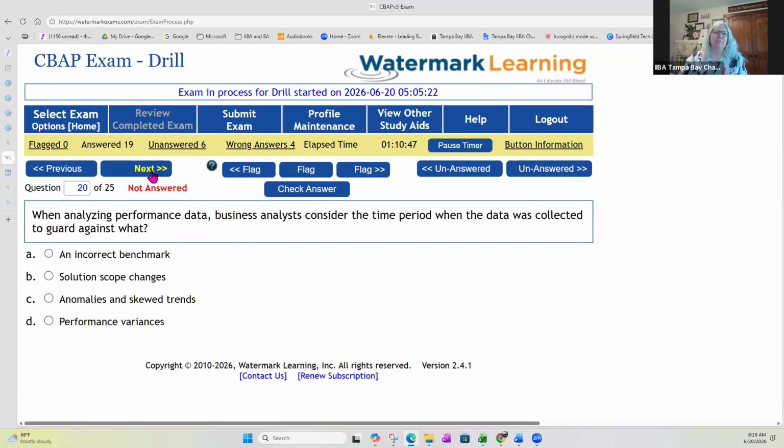Good job. When analyzing performance data, business analysts consider the time period when the data was collected to guard against what? So we want to know how current the data was collected. Do we want to guard against an incorrect benchmark, solution scope changes, anomalies and skewed trends, or performance variances?